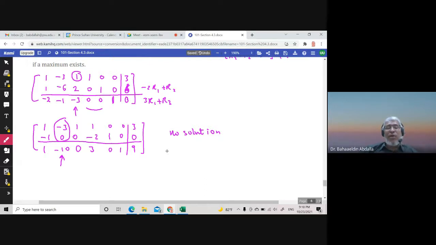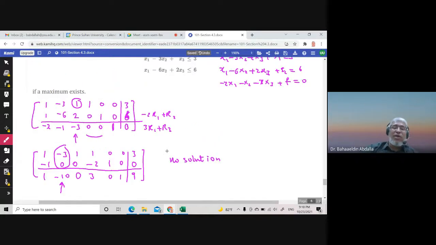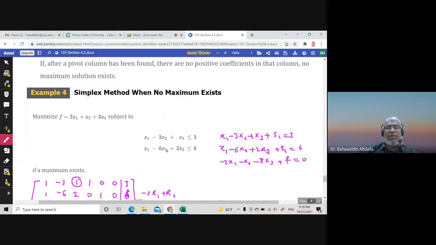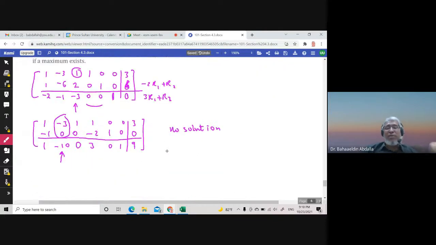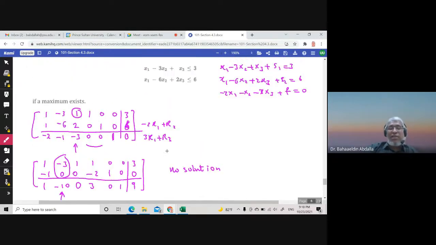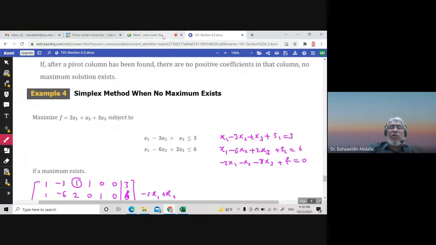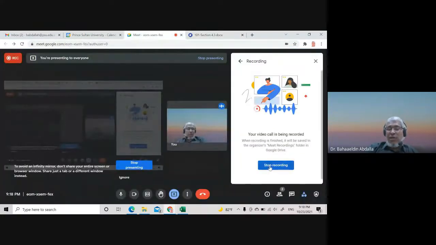Because if you add these numbers again and again, you will always get a maximum more than any choice you make. So whenever you cannot continue to find the pivot entry, you stop and you say no solution. That's the end of the section. Hopefully, it's clear with you.